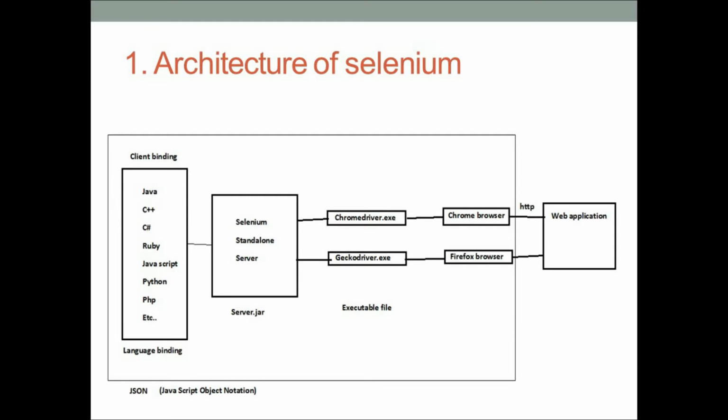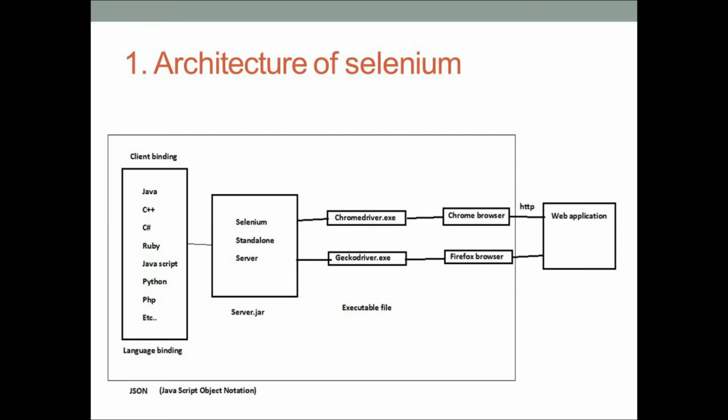Now, what is a language binding? It is a set of rules, methods, and interfaces, using our own language, that define how you can automate web browsers like Chrome, Firefox, and Safari. This client binding communicates with the Selenium server as standalone. Then the server performs actions on the browser with the help of the driver executable.